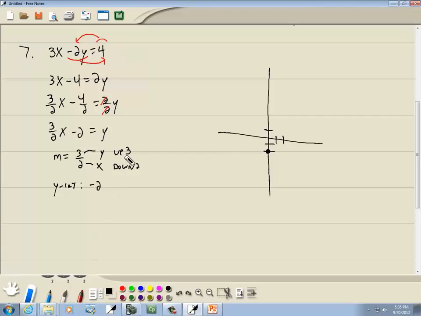Down 2. Where in the world did that come from? Okay, let's try it again. Right 2.